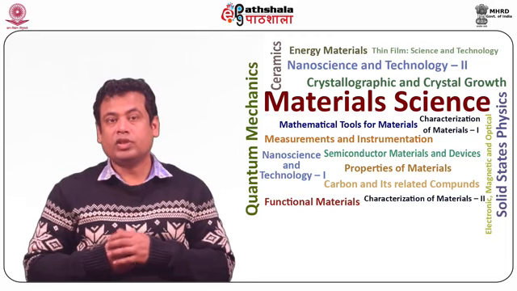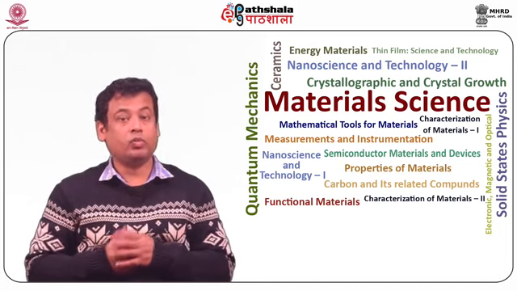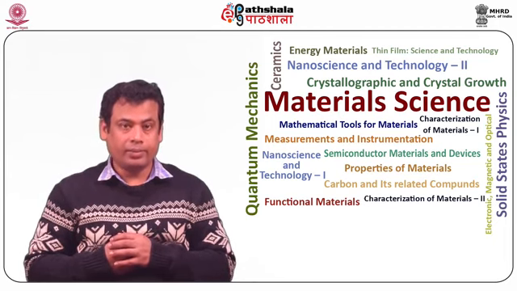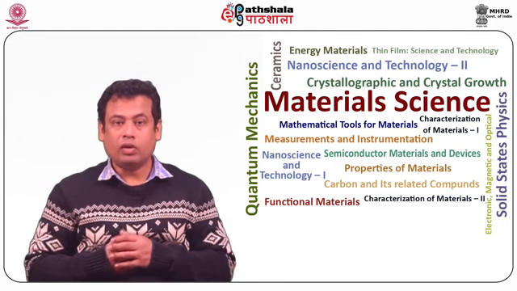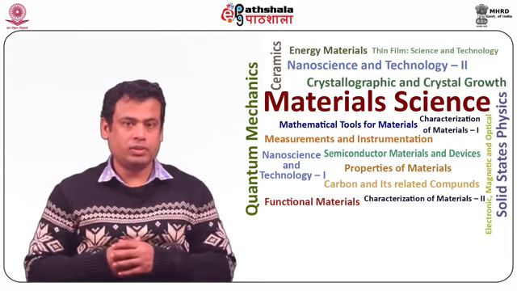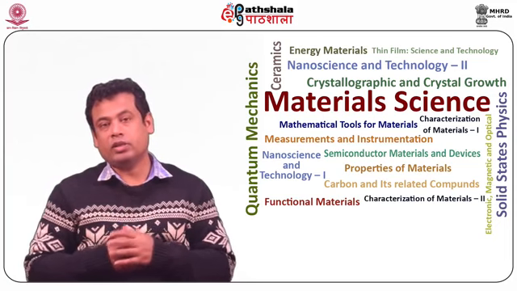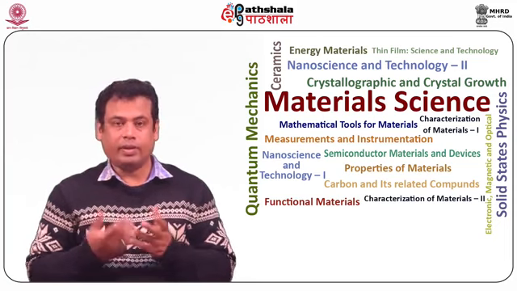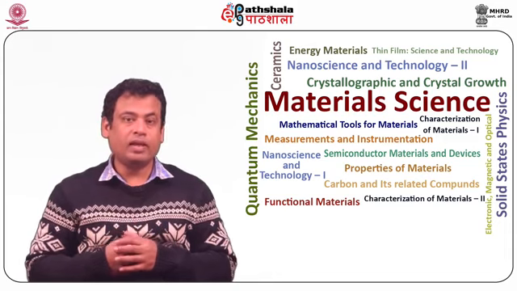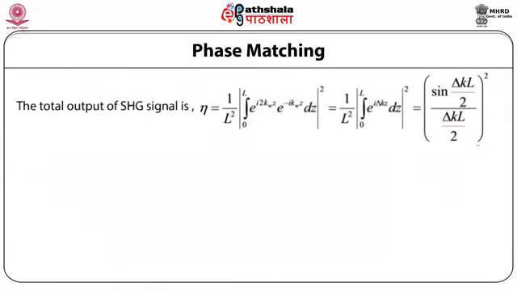This SHG frequency omega 2 and wave vector k2 is related to the wave vector and frequency k1 and omega 1 of the fundamental pi. k1 is equal to n1 omega 1 divided by c, k2 is equal to n2 omega 2 divided by c, and since omega 2 is equal to 2 omega 1, we can write k2 is equal to 2 n2 omega 1 divided by c, where n1 and n2 are the refractive indices of the medium at frequencies omega 1 and omega 2 respectively. Phase matching.